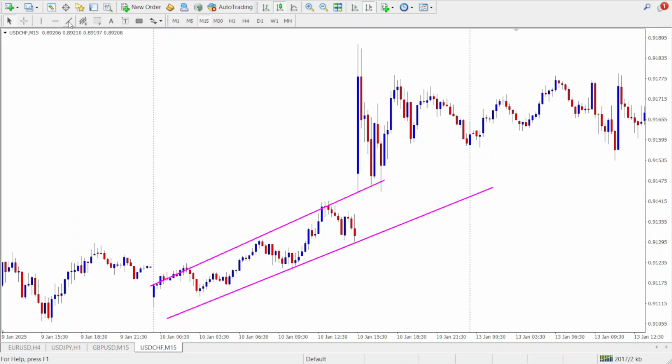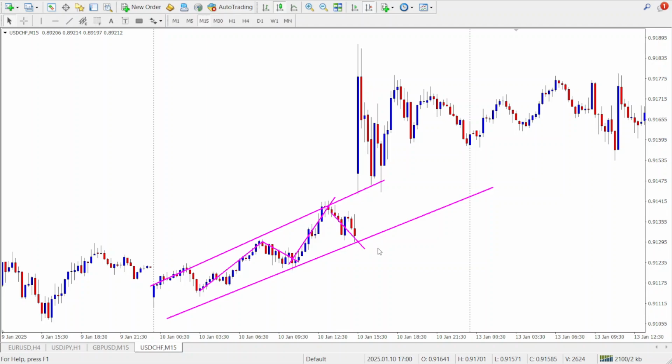So in this example, this is the impulse move, and this is a pullback. This is an impulse move, and this is a pullback. That is simply what a pullback is. Now instead of chasing a moving market, traders usually wait for price to pull back to a key level before entering a trade. This allows for better risk management and a stronger entry.